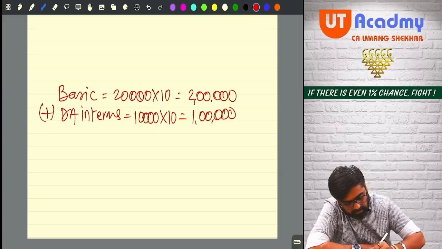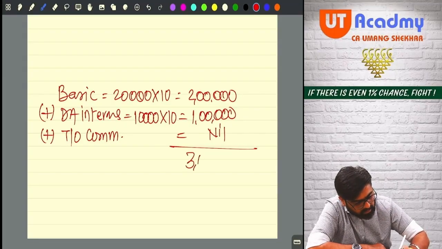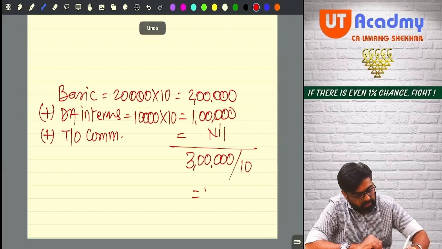Now what was the turnover commission? We read the entire question. Was there any turnover commission? The answer is no. There was no turnover commission. So do I have the 10 month salary now? It was 3 lakh rupees. Now 3 lakh divided by 10, I will get 30,000 per month as what?